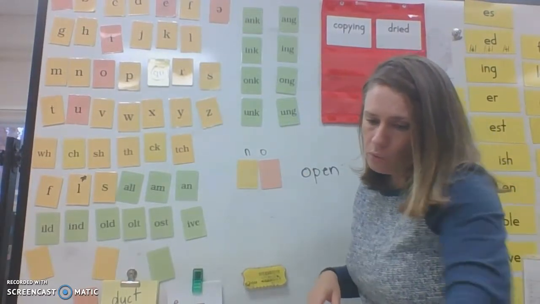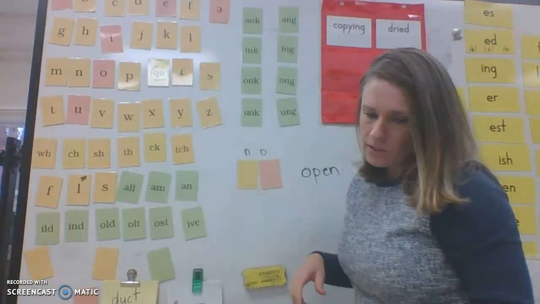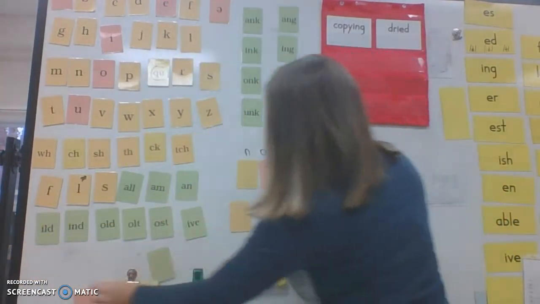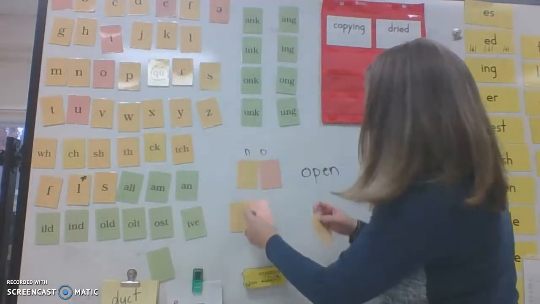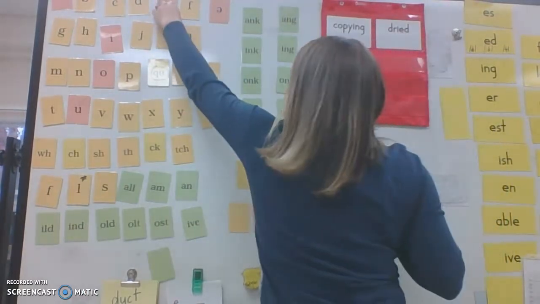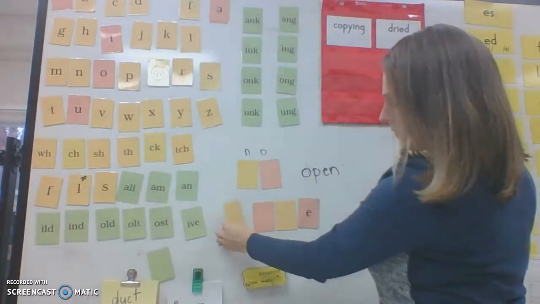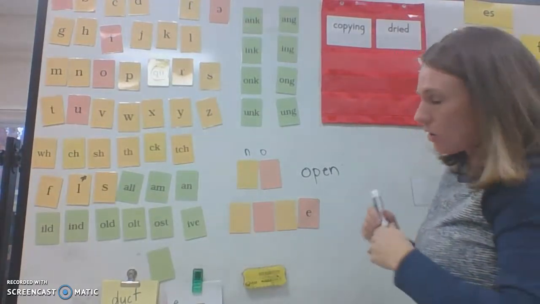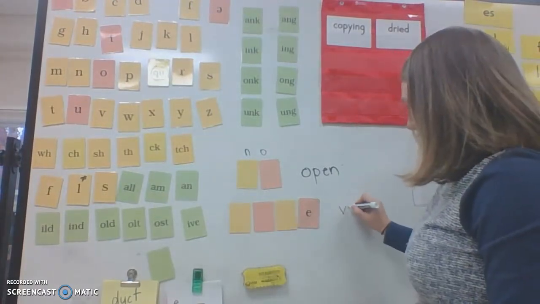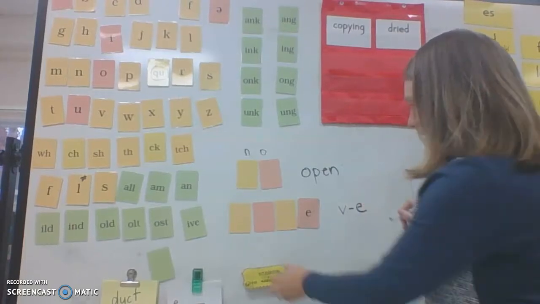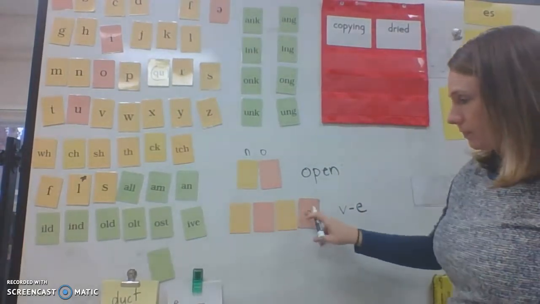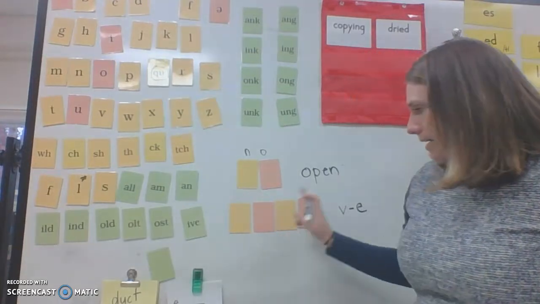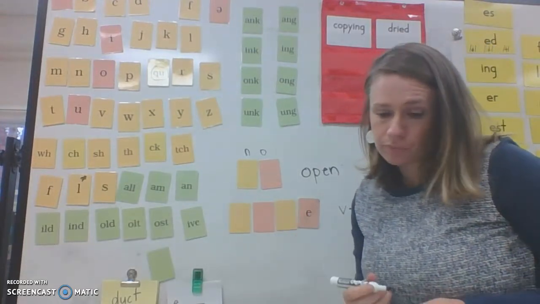Okay, now what about this kind of syllable type? If we have a consonant and then a vowel and then a consonant, E. Or we don't even have to have that consonant here, that's optional. This is what we would call vowel, consonant, E, right? And that would be a word like lake, L-A-K-E. The E makes that A long.